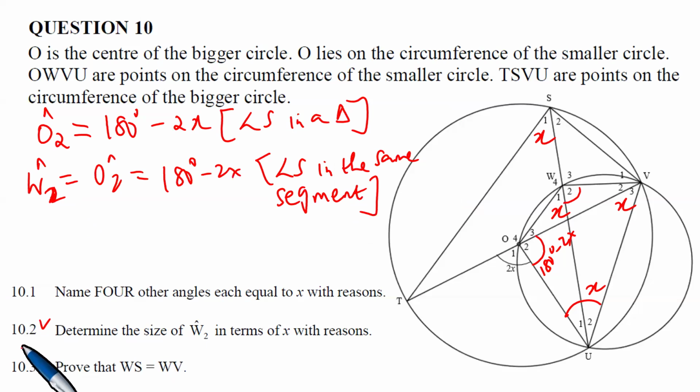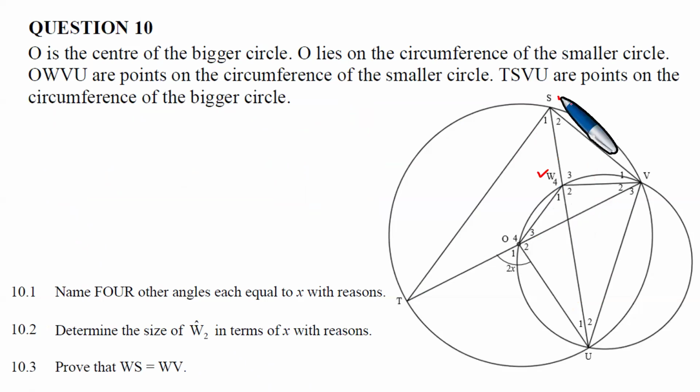Right. So we have established the size of the angle W2 as also 180 degrees minus double X. Prove that WS is WV. Here is WS. Prove that WS is actually WV. You want to prove that these are equal to each other? It's already too obvious.